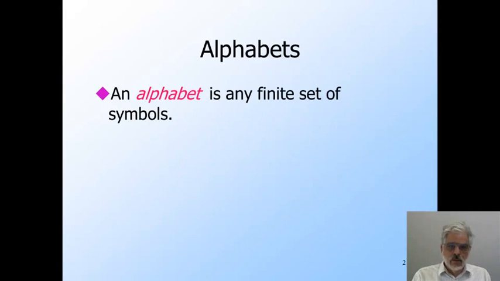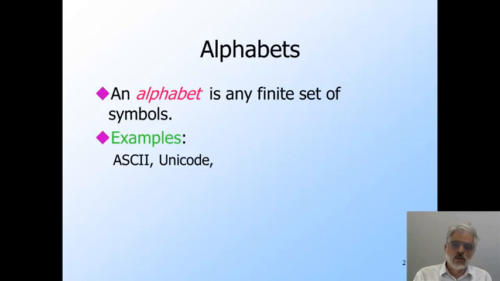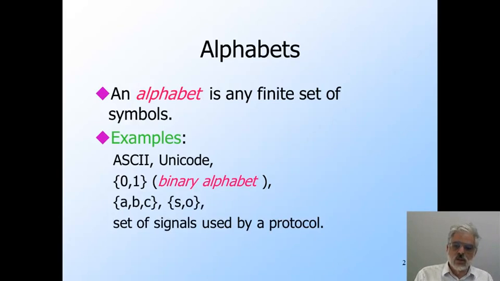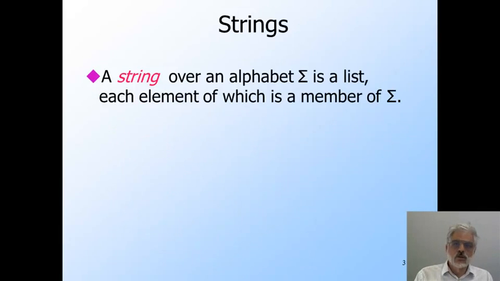An alphabet is simply a finite set of symbols. There are many examples. Two standard alphabets we see frequently are the ASCII and Unicode alphabets. An alphabet we'll use frequently is the binary alphabet, consisting of only the symbols 0 and 1. We'll also sometimes use alphabets of letters like ABC, and in the tennis example we use the alphabet of outcomes consisting of the letters S and O. Each protocol has a set of signals, and the set of all signals used by a protocol is also an alphabet.